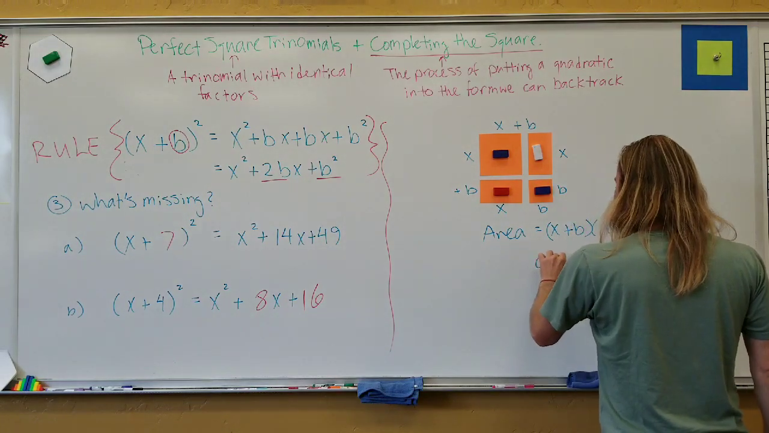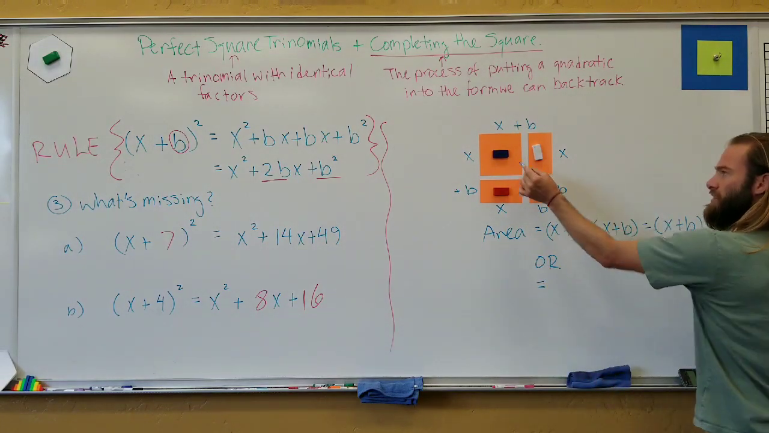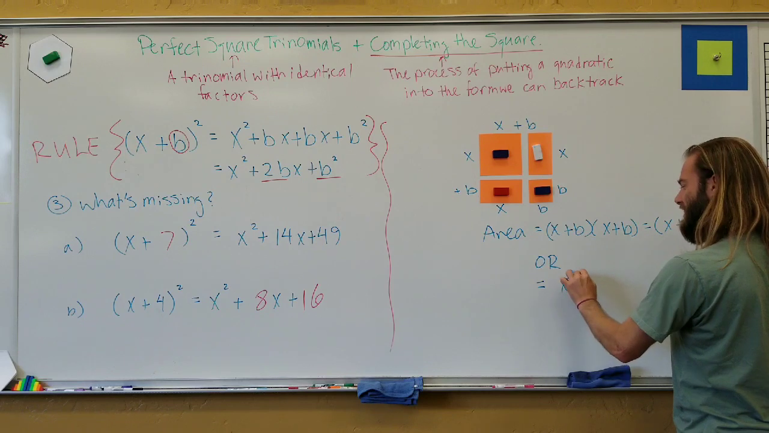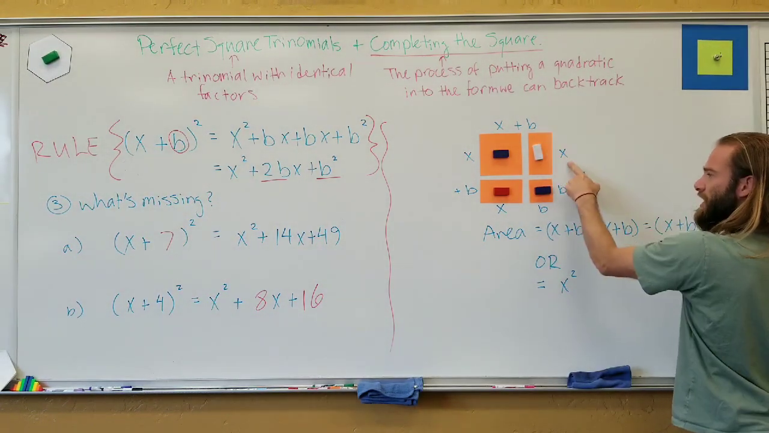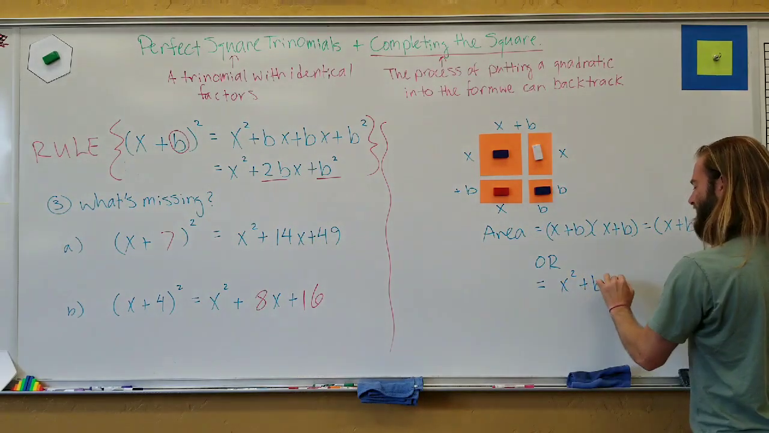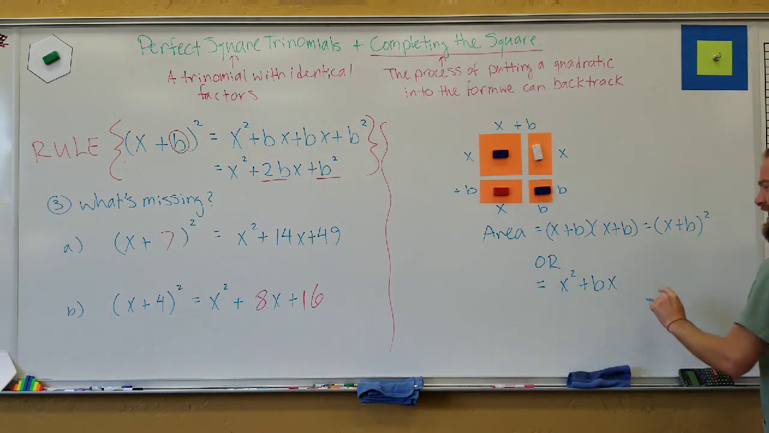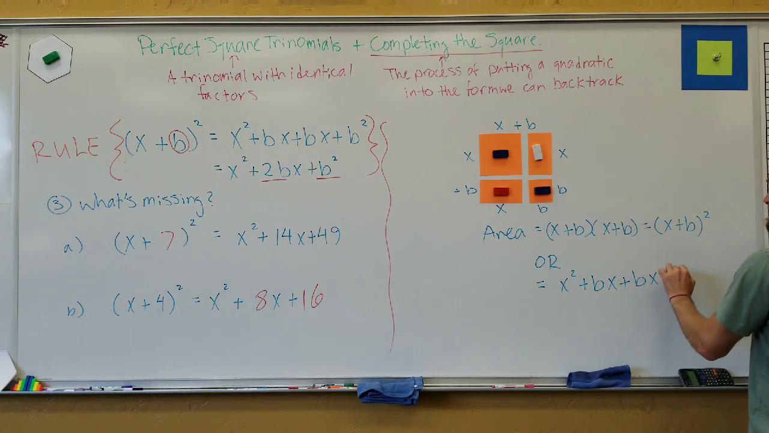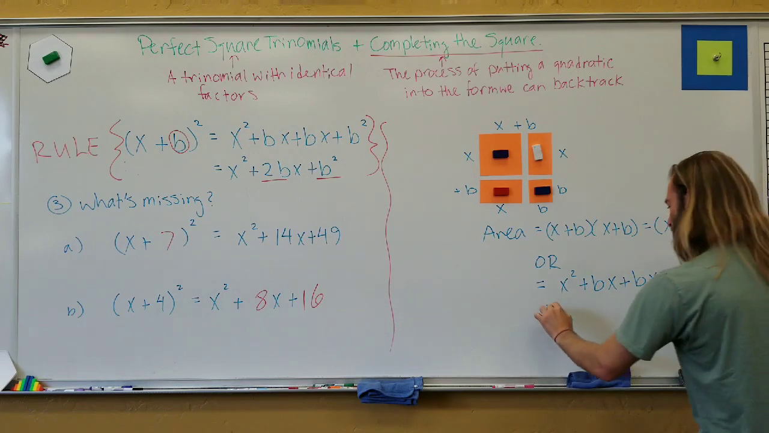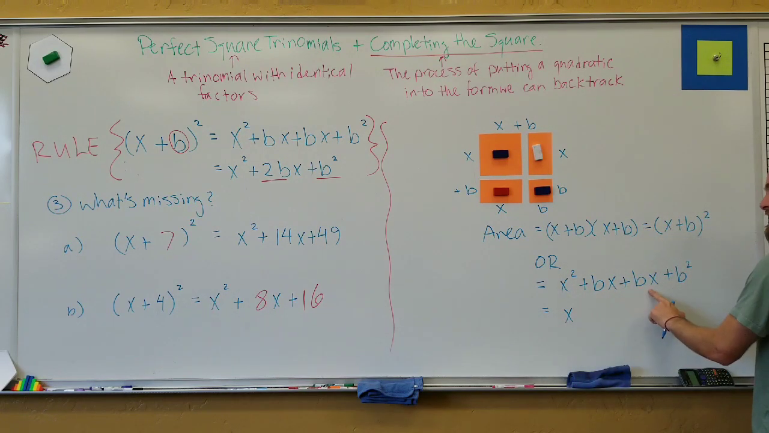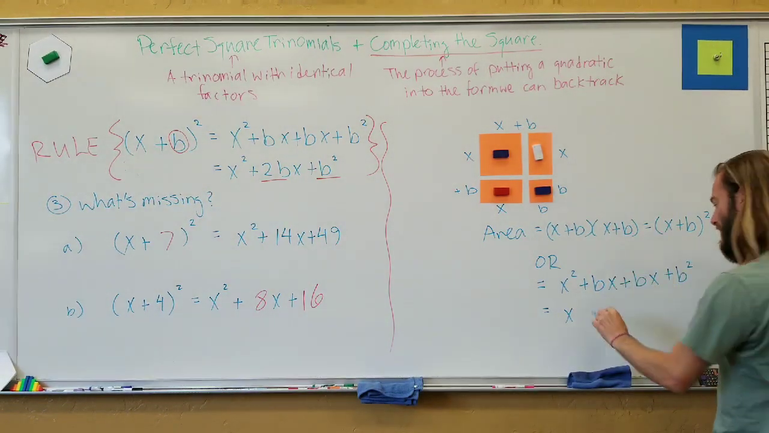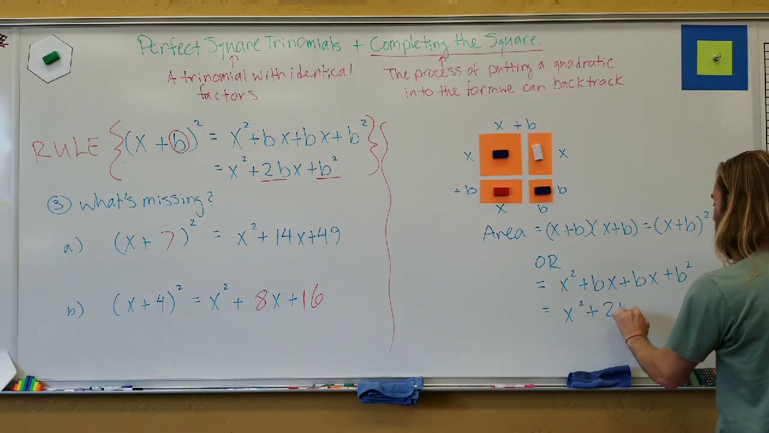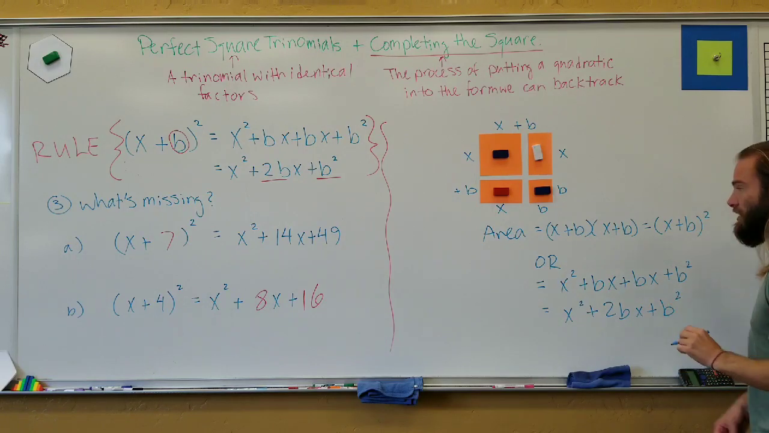Well, this biggest piece is just x times x, which is x squared, right? And this piece, its area is b times x, which is bx, so I'm going to have to add that. But this one's the same, it's identical, so that's also bx. And this one's area is b squared. So in the end, I have bx plus bx. In fact, I have this and this. How many of them are there? 2 of them, right? So x squared plus 2bx plus b squared.